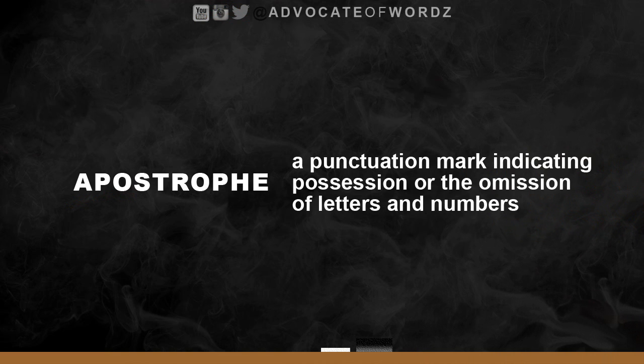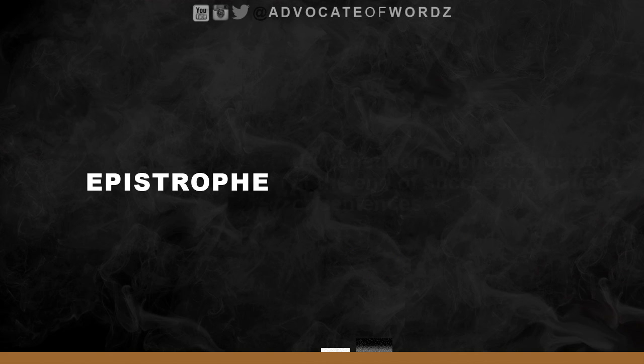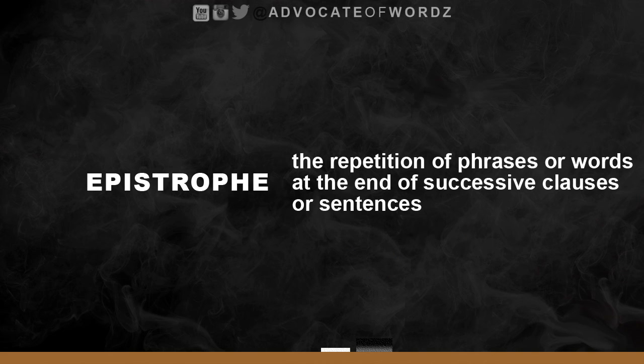An apostrophe is a punctuation mark to indicate possession or the omission of letters and numbers, while an epistrophe is the repetition of phrases or words at the end of successive clauses or sentences.